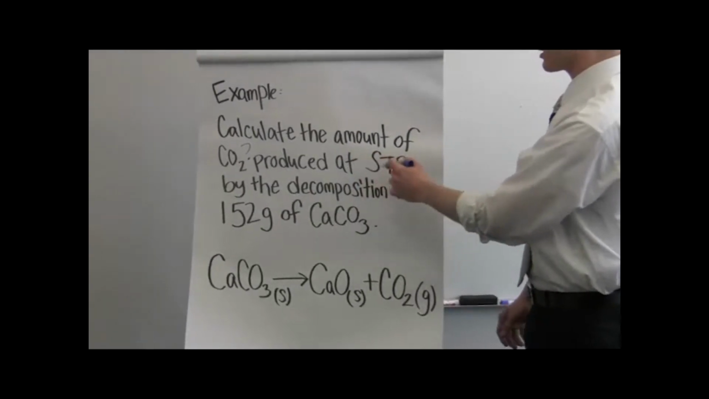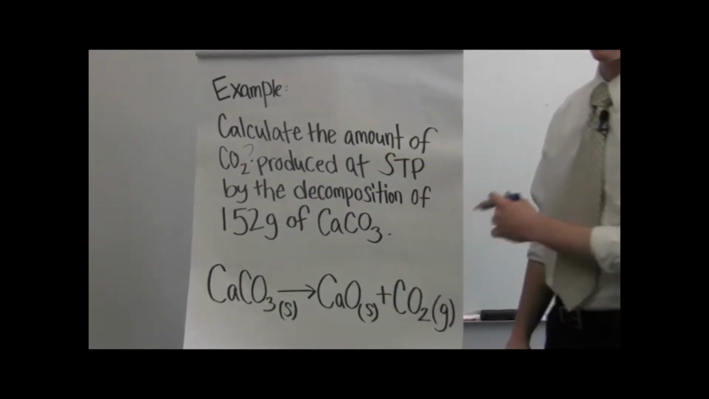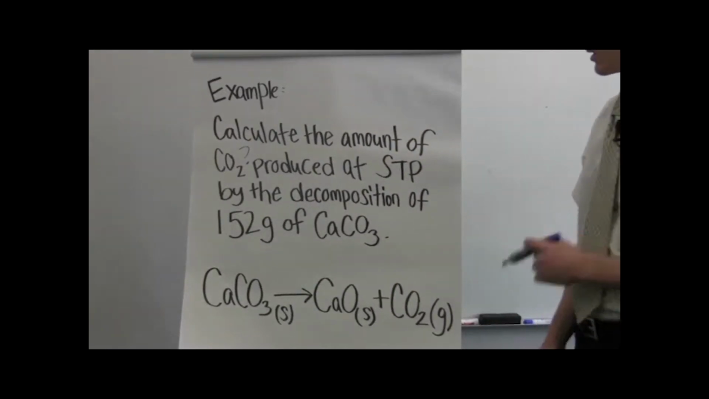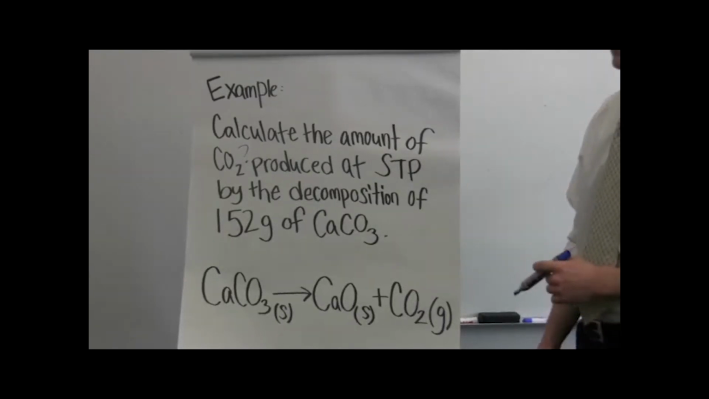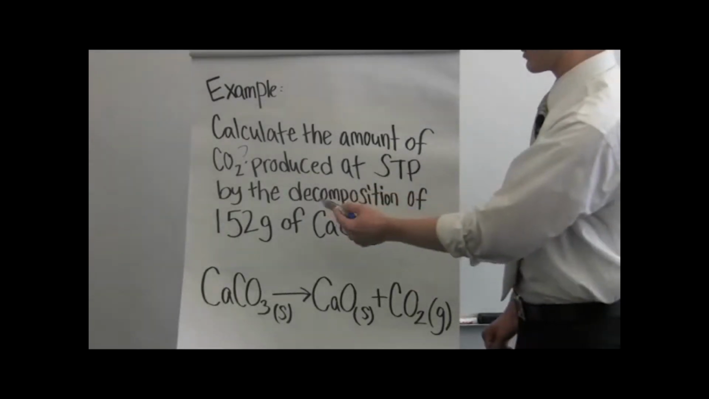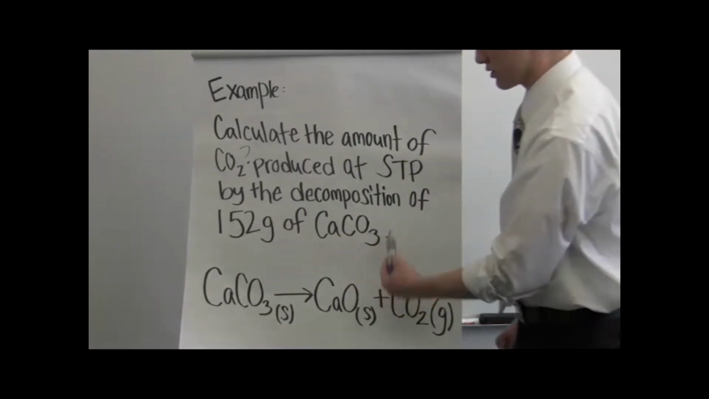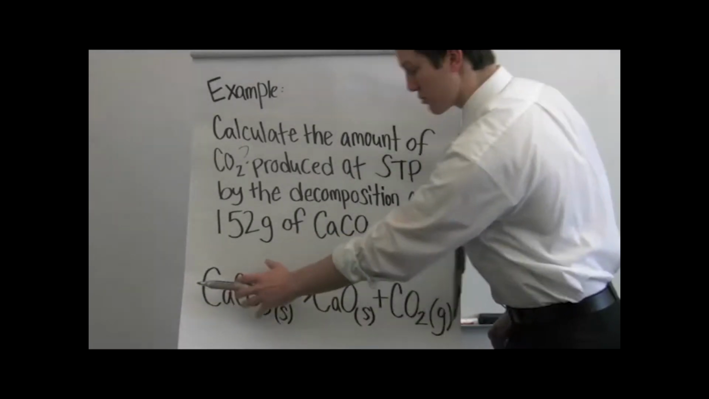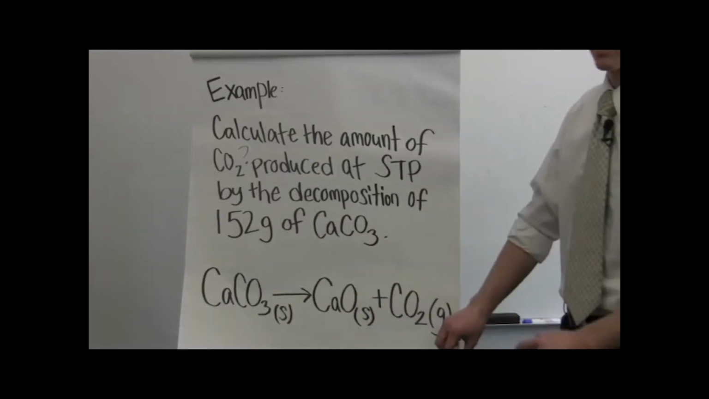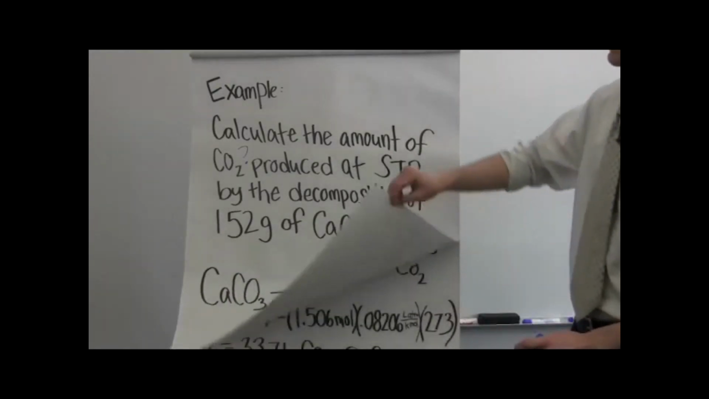We're produced at standard temperature and pressure. Standard temperature, 25 degrees. Pressure, 1 atmosphere. By the decomposition of 152 grams of calcium carbonate. That's our solid. That's right here. This is breaking down. How much of this are we going to get? Okay?